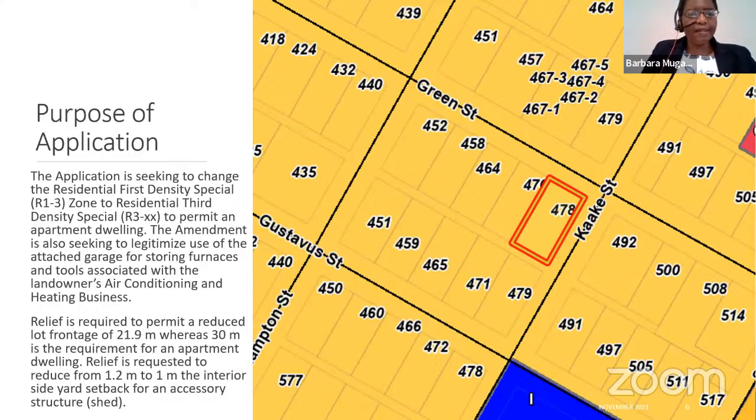Relief is requested to reduce the lot frontage from 30 meters to 21.9 meters for the apartment dwelling. Relief is also requested to reduce from 1.2 meters to 1 meter the interior side yard setback for the accessory structure. That's the shed in behind the garage.